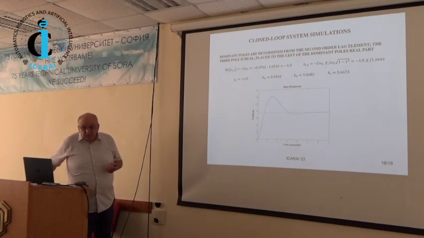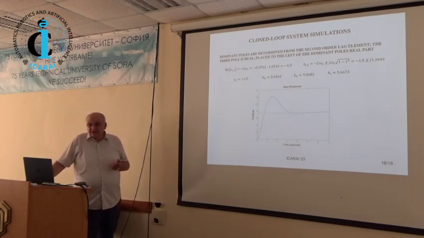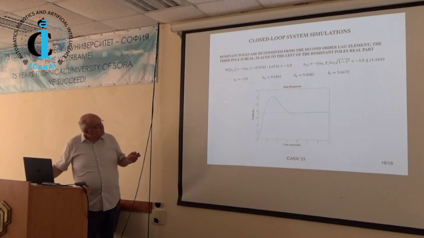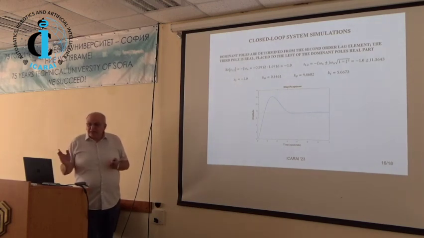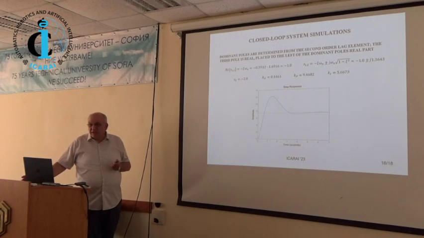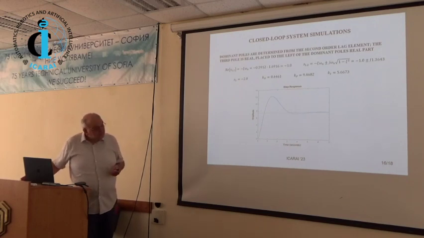Now, the point is how to select the third pole, because this is a third order system. Based on several experiments, we obtain the influence of the placement of the third pole on the system performance. Initially, we choose the third pole to be slightly to the left of the real parts of the dominant poles. We obtain this step response.